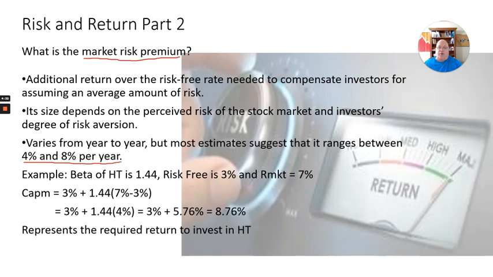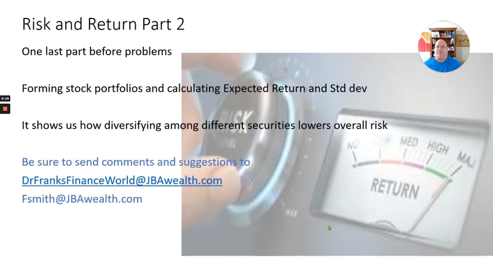If we took the 1.44 beta of our high-tech company, assume a risk-free rate of 3% and a return of the market of 7%, the calculation would be: there's the risk-free rate, there's our beta. We take the difference to get a market risk premium, which in this case would be 4%. When multiplied through, we would expect an 8.76% return for owning the stock. In other words, each of those cash flows from a slide or two ago, the first one we would divide by 1.0876, the second one by 1.0876 squared, and so forth. It represents the required return you'd expect from a high-tech company.